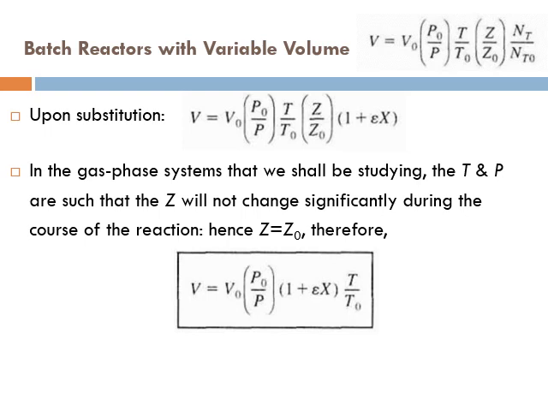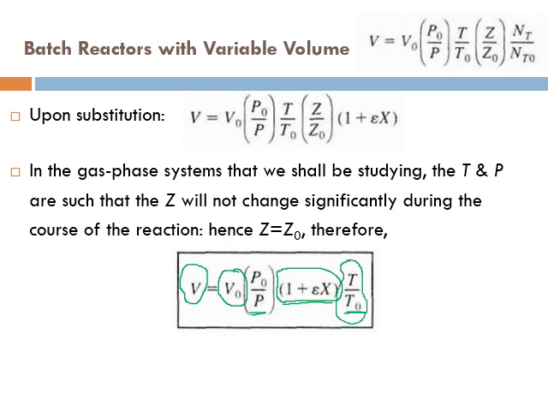And in fact, this is very easy to remember. How do you remember? Well, V for a gas should equal V naught, but it does not, because the volume is a function of three things: pressure, temperature, and number of moles. So we correct V naught for these three things. We correct it for number of moles. Remember, this is basically N_T over N_T0. Therefore, here we have 1 plus epsilon X, so we're correcting for the change in number of moles. And then we are correcting for the change in temperature.